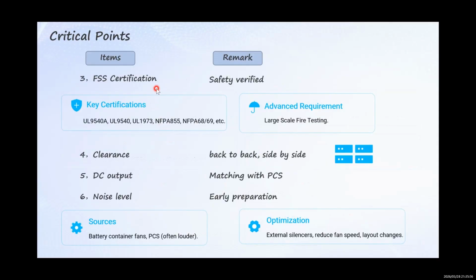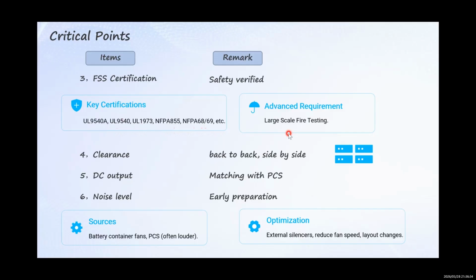Fire suppression system certification. Focus on the certifications below: UL 9540A, UL 9540, UL 1973, NFPA 855, and NFPA 68 or 69. If large-scale fire testing is finished, that would be great. It means millions of dollars are required to prove the ultimate and extreme safety.